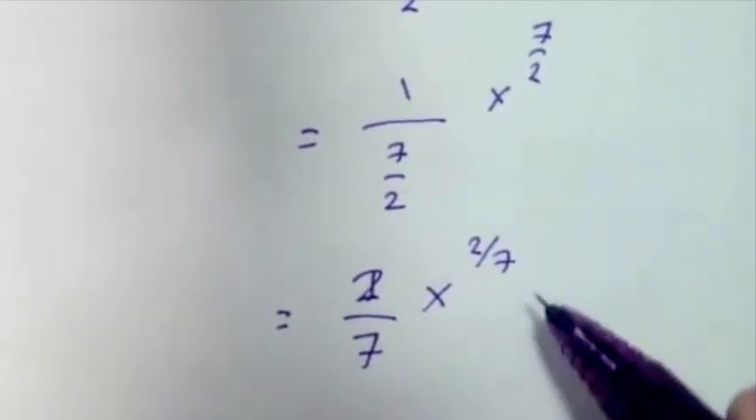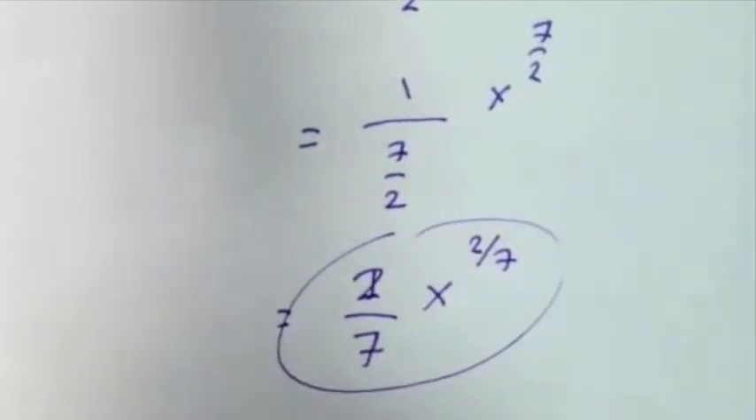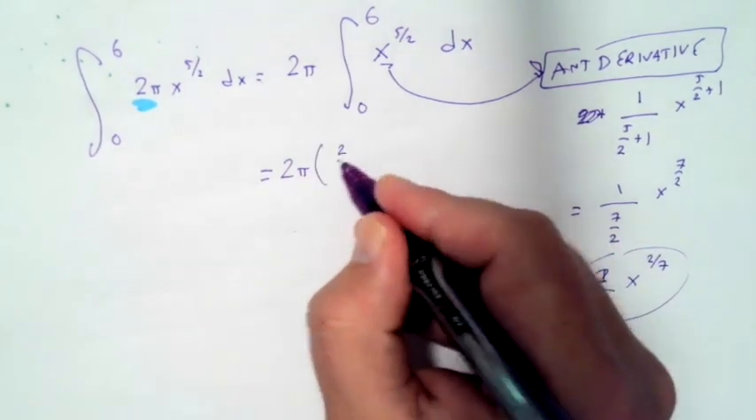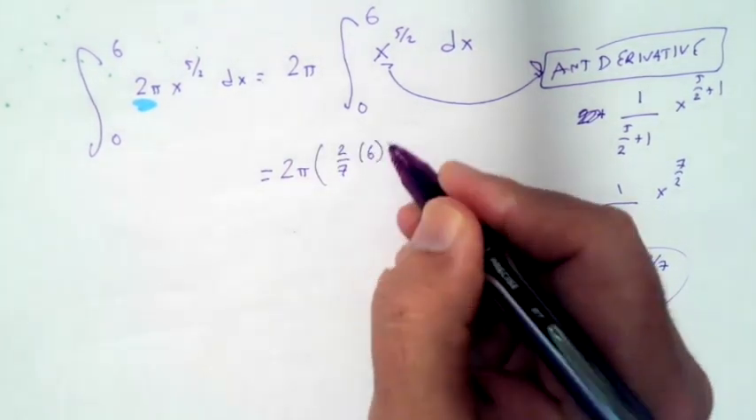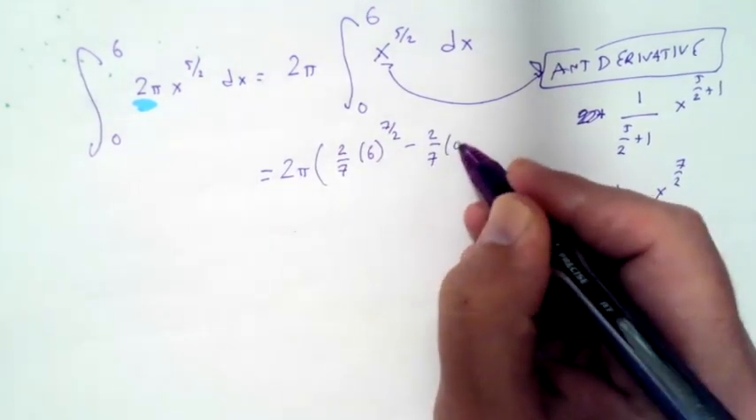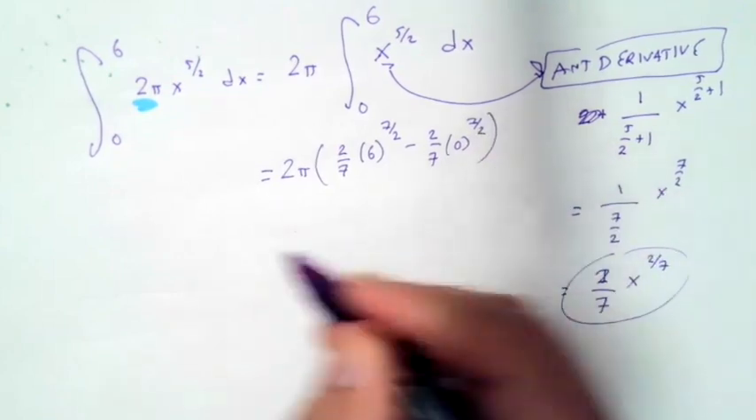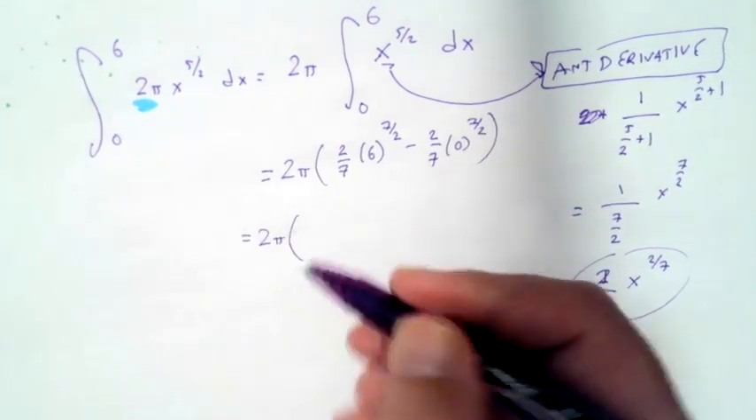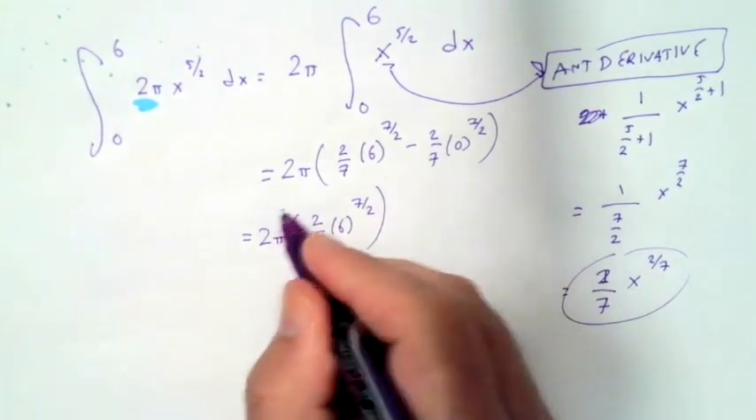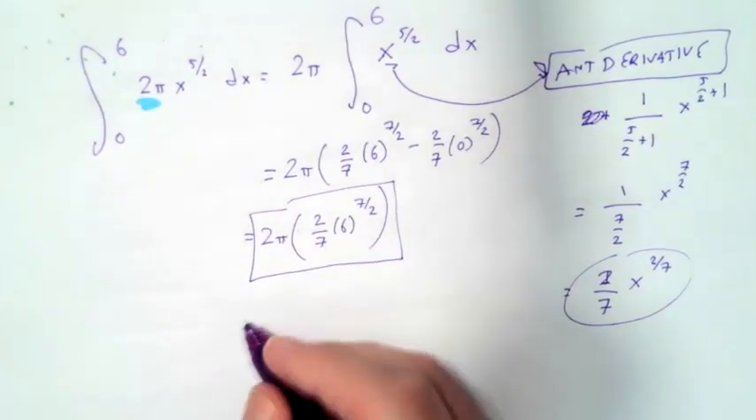x to the 7/2. And I messed this up. If you notice, it should be 2/7 x to the 7/2. So I did it right here. 2 pi times 2/7 x to the 7/2 minus 2/7 times 0 to the 7/2. So this will be 2 pi times 2/7 times 6 to the 7/2. And that will be our final answer.